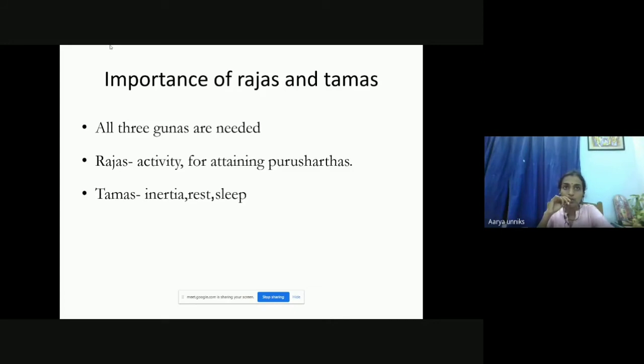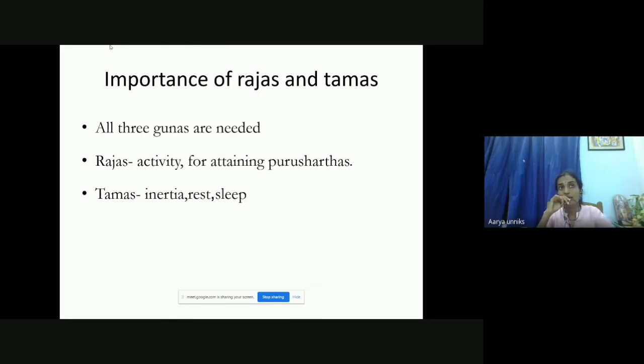So if a person who has to do some activity keeps on praying and praying, keeps on doing the pujas, and he's not going out and doing his work, what happens? His sattvaguna would increase, but it's not of much use to the others because he has to do his job. So for doing his job, rajas has to be there. So it's not that rajas and tamas are bad.